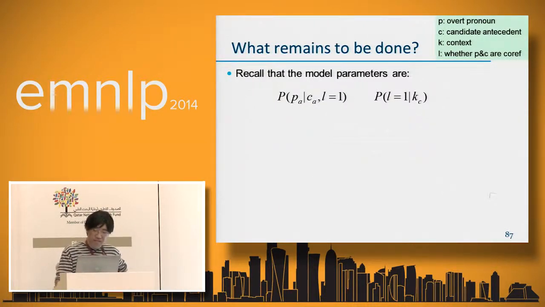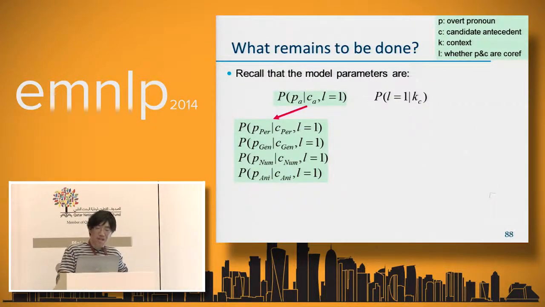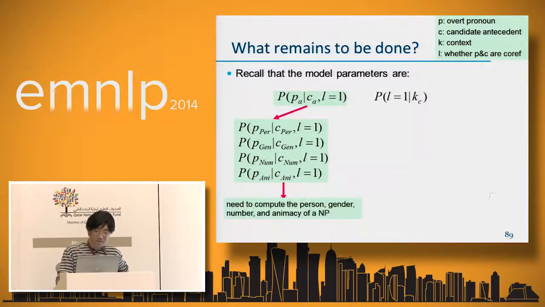Recall that we have these 2 sets of model parameters, and this set of parameters can be further decomposed into 4 groups of parameters. If you look at these probabilities carefully, to compute these probabilities, we need to compute the person, gender, number, and intimacy of a noun phrase. This is easily done in English, but for Chinese we don't have a lot of resources, and so we compute these attribute values, including person, gender, number, and intimacy of an NP, either heuristically or via unsupervised learning, and the details are in the paper.